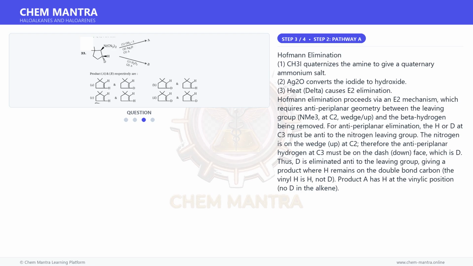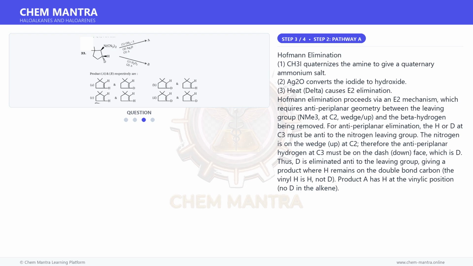Hofmann elimination proceeds via an E2 mechanism, which requires antiperiplanar geometry between the leaving group, NMe3, at C2 wedge up, and the beta hydrogen being removed. For antiperiplanar elimination, the H or D at C3 must be anti to the nitrogen leaving group. The nitrogen is on the wedge, up, at C2, therefore the antiperiplanar atom at C3 must be on the dash, down, face, which is D.